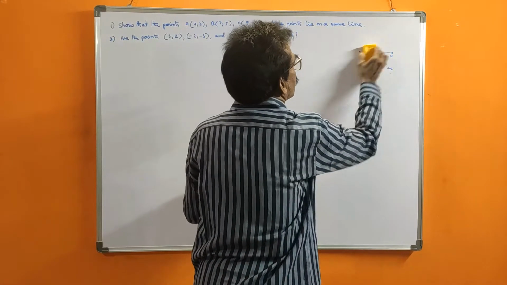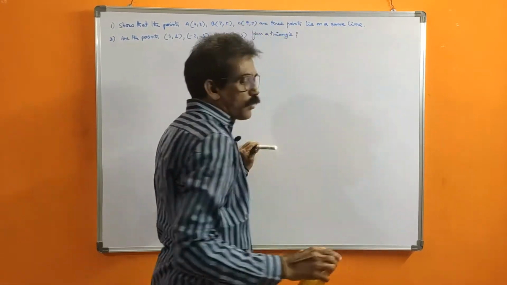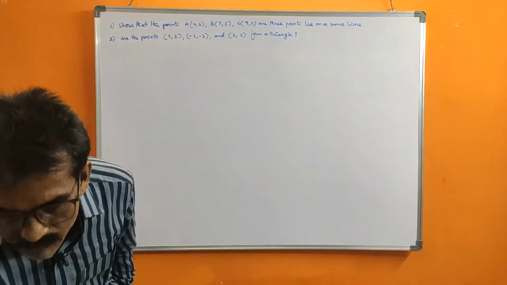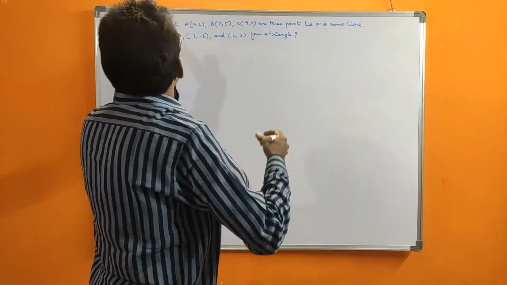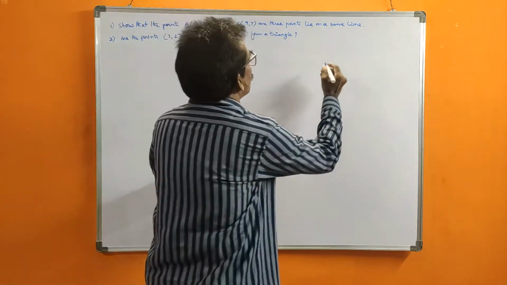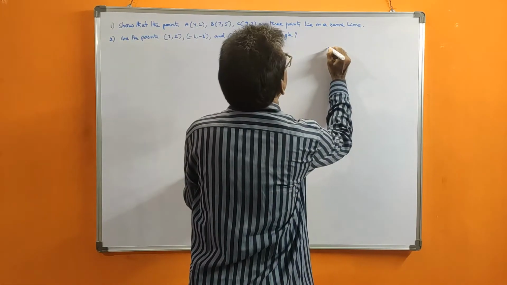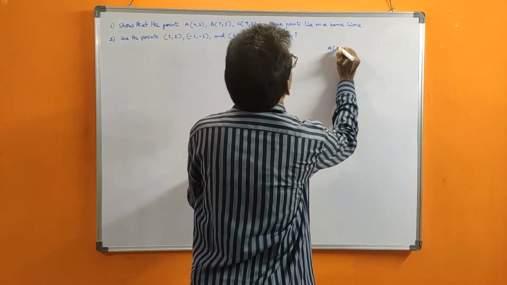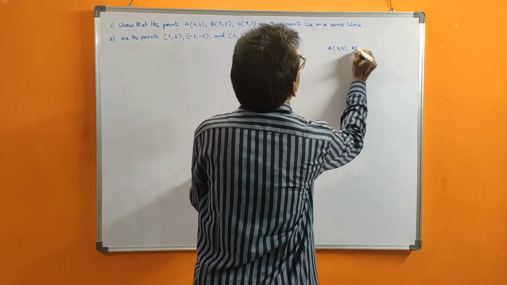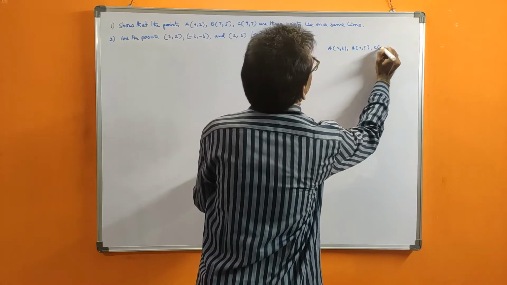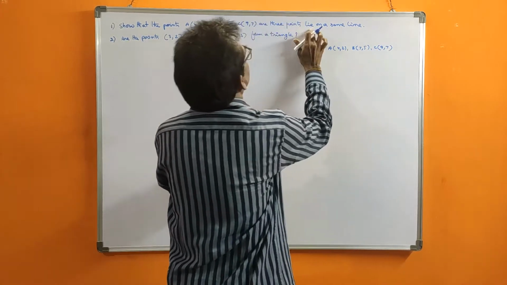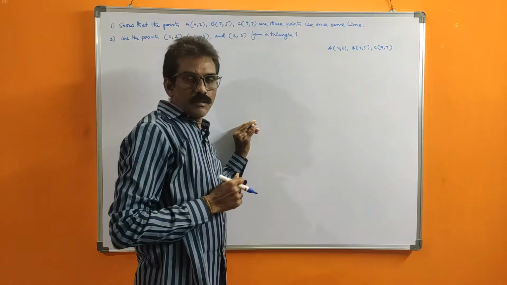According to this condition, we can check whether the vertices form a triangle or lie on the same line, based on only these 2 problems. Now the first problem: A (4, 2), B (7, 5), C (9, 7) are given. They are asking whether they lie on the same line or not.